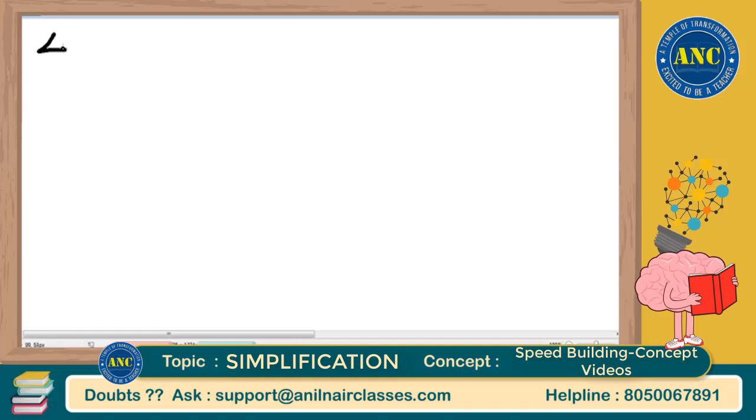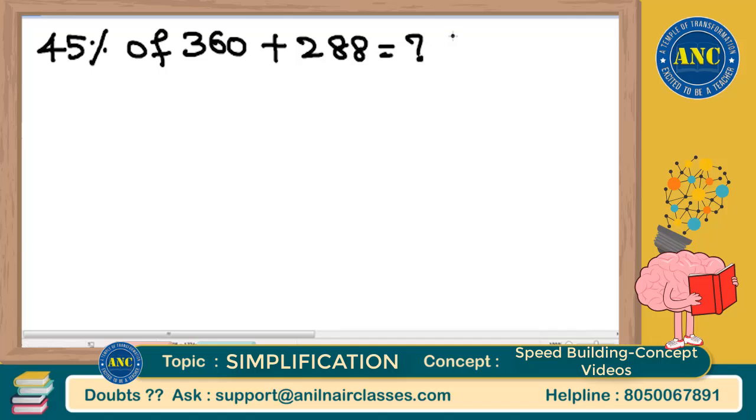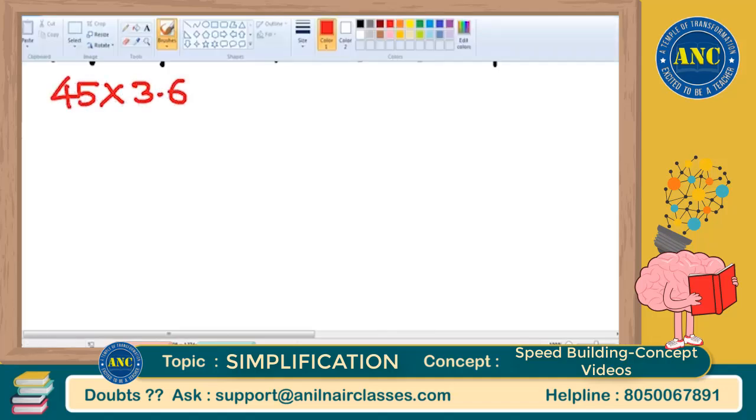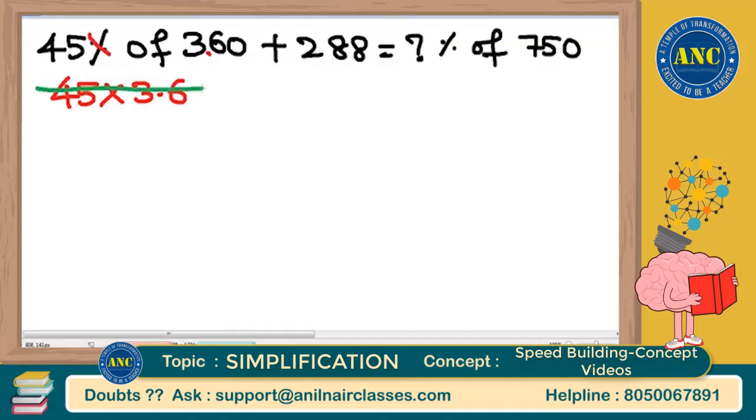Now see this question, sir. Seventh question: 45 percentage of 360 plus 288 is equal to question mark percentage of 750, right? Now, how will we solve? Usually, we will remove this percentage, after two places keep a decimal point. It is nothing but 45 into 3.6. Don't waste your time using 45 into 3.6. I hate it if you use this method, sir. Think logically.